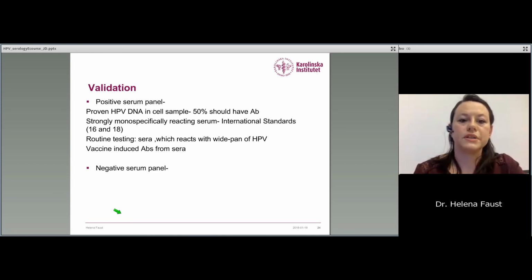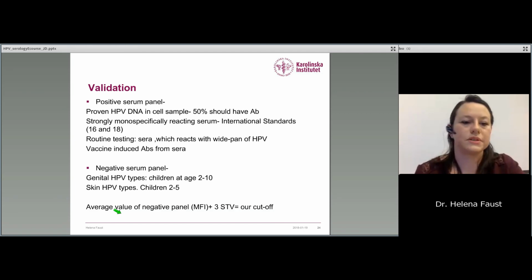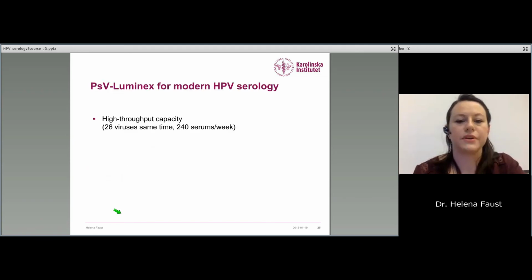When I'm doing routine testing, we are using sera that react with a wide band of HPVs and also vaccine-induced antibodies from the sera. In our negative panel, we are using children's sera, depending on the type. For genital HPVs, children below age 10, and for skin types, children below 5. According to the negative serum panel, we are using the WHO algorithm to establish the cutoff, which is the average value of the negative panel plus 3 standard deviations.